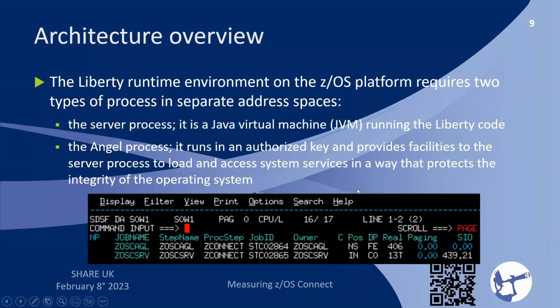How does that work? If you install that, you then will start two different started tasks. One will contain the server process, and this is a Java virtual machine that physically runs the Liberty code. And then there is another process or another started task, which is called the Angel process. And this is the one that provides the facility to the server process to load the data and make the communication happen. So again, in order for this to work, you have to have two started tasks running on the mainframe. You see in this screenshot an SDSF display, and you see that here we have the first address space that is called zOS Angel or AGL, and the second one is the server.